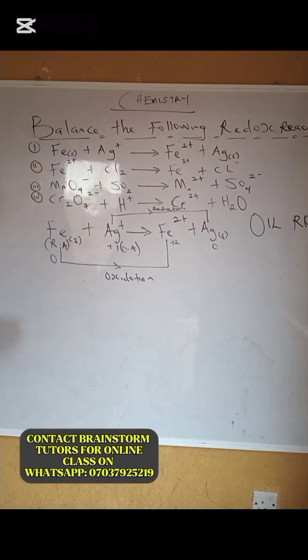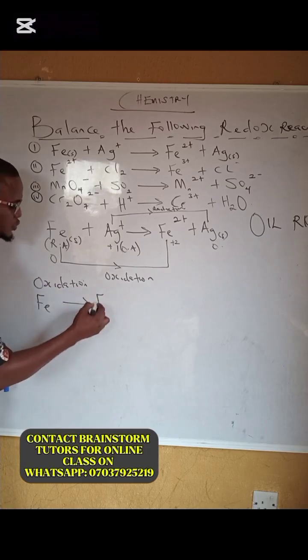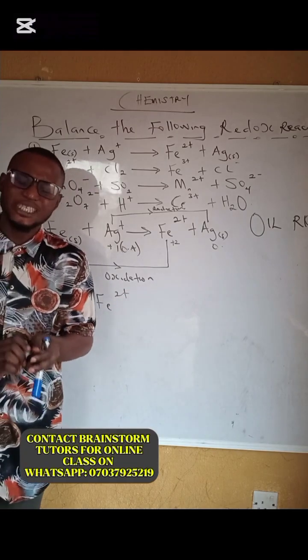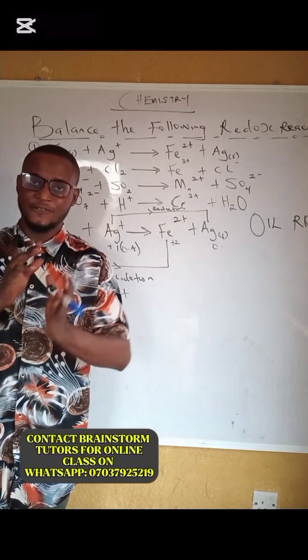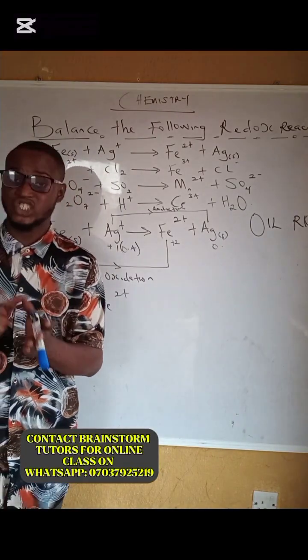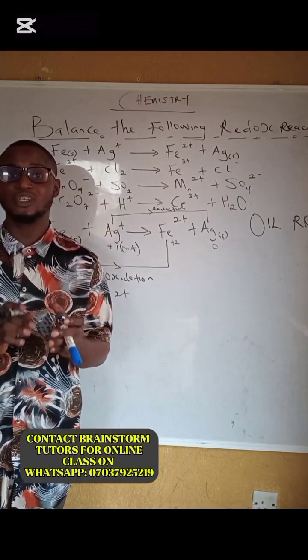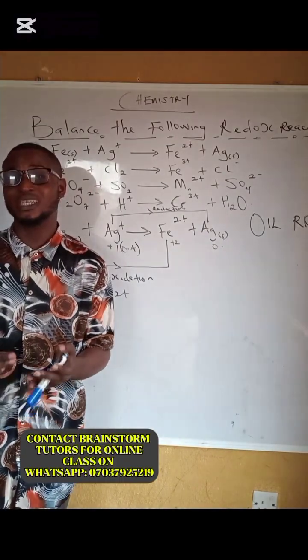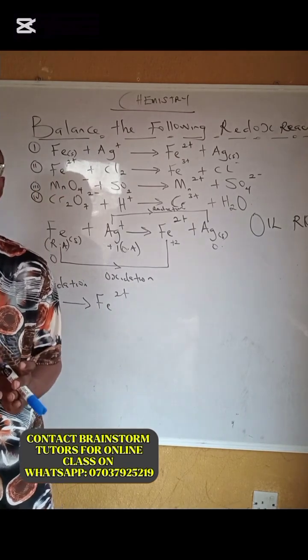So now, the next thing I have to do is group them into two. So I have to group this into oxidation. This is my oxidation. I have Fe produce Fe2+. Now, in balancing redox reaction, there are two things that are very important. The first thing is that we need to balance the charges. We also have to balance the atoms, so we have to balance the numbers of atoms. We also have to balance the charges. So there are two things that are very paramount for us to do.